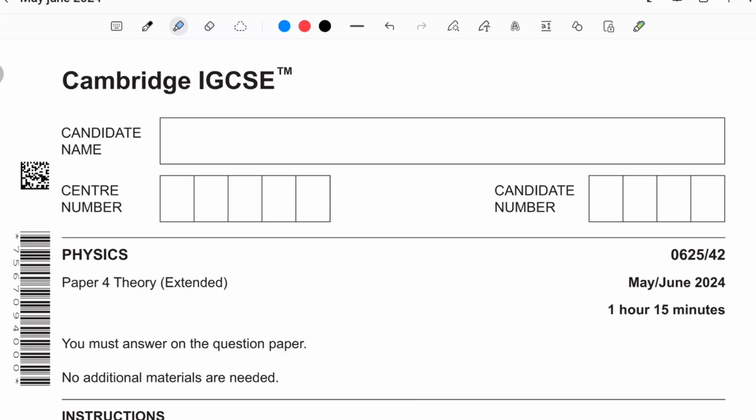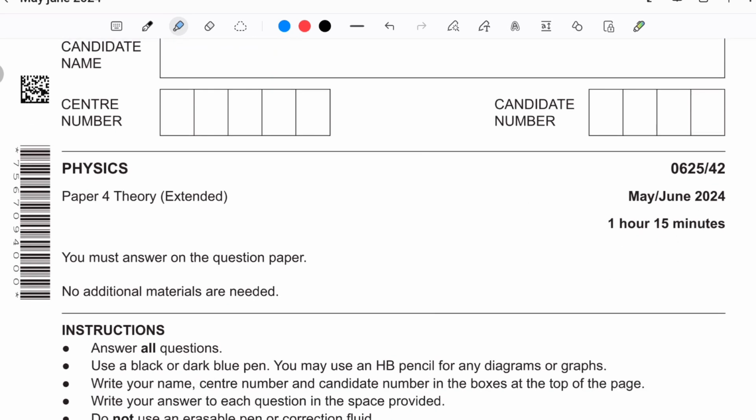IGCSE 0625/42, May-June 2024, Paper 4, Theory Extended, Paper Walkthrough.